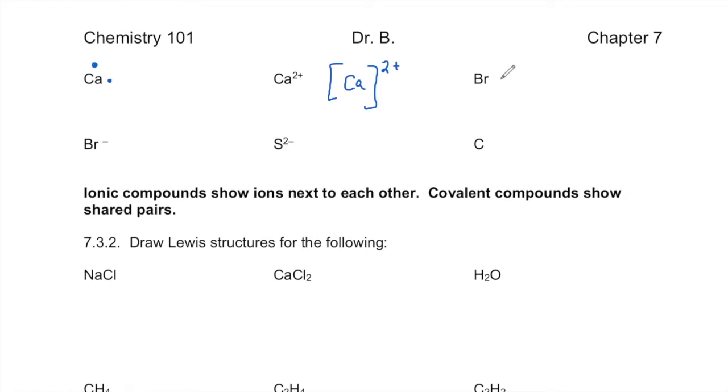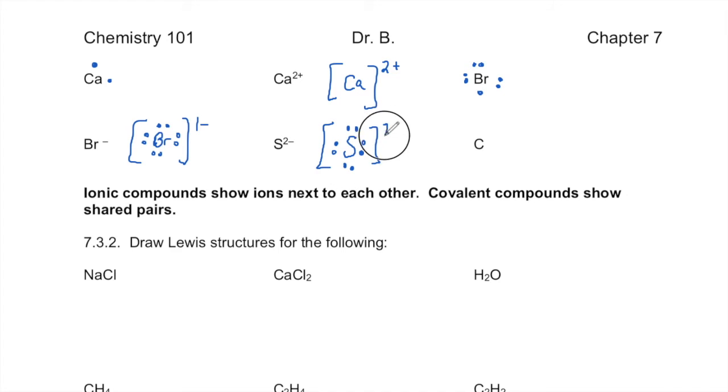Let's take a look at this with bromine as well. Bromine has 7 valence electrons, so 3 of the sides of bromine would have pairs and 1 would have a single. When you have a bromide ion, it would have 8 valence electrons, so all the sides would have pairs, and then we have the charge outside of the brackets. The sulfide ion also has 8 valence electrons. Sulfur itself has 6, but when you have a -2 charge, it has 8.